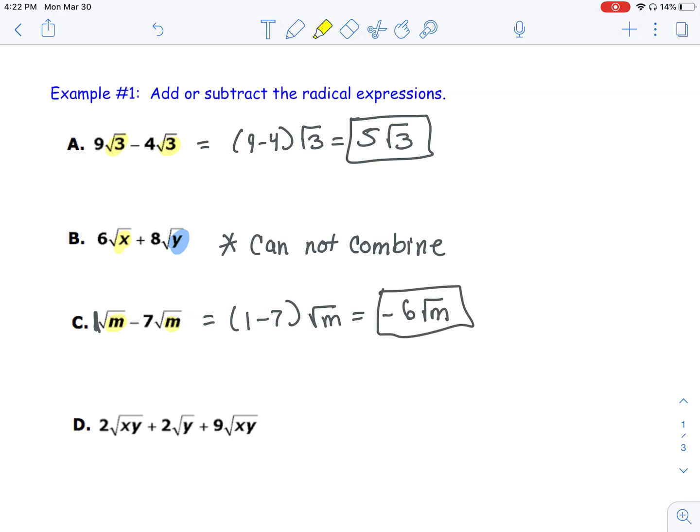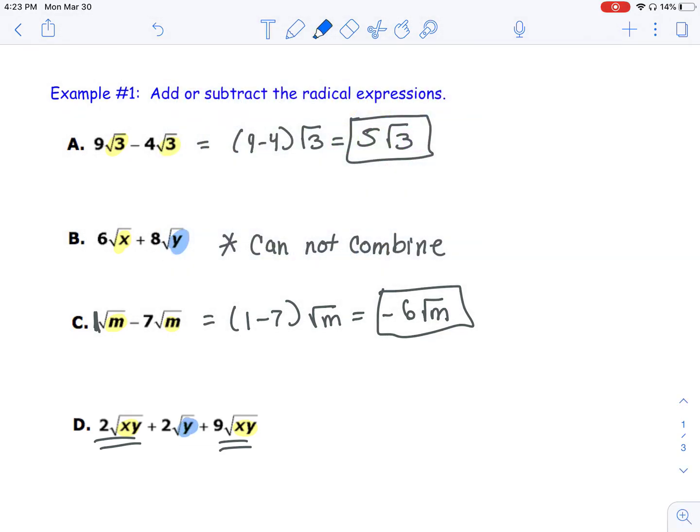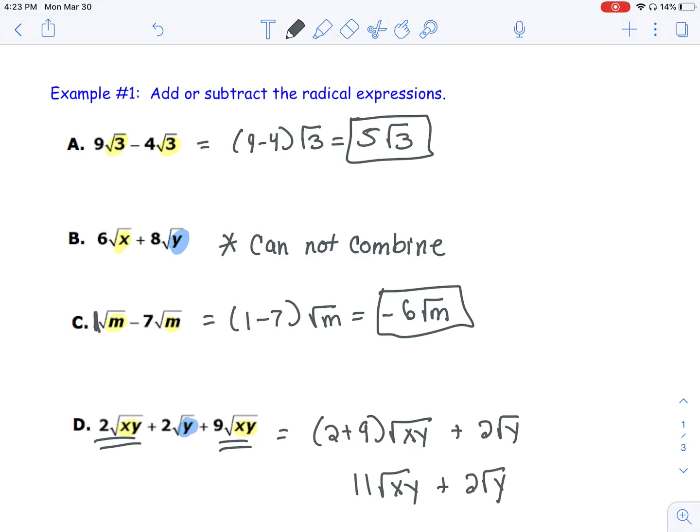And then on the last one, these two can be combined together. This one here cannot be combined. So we end up with 2 plus 9 radical xy plus 2 radical y. 11 radical xy plus 2 radical y is our final answer there.